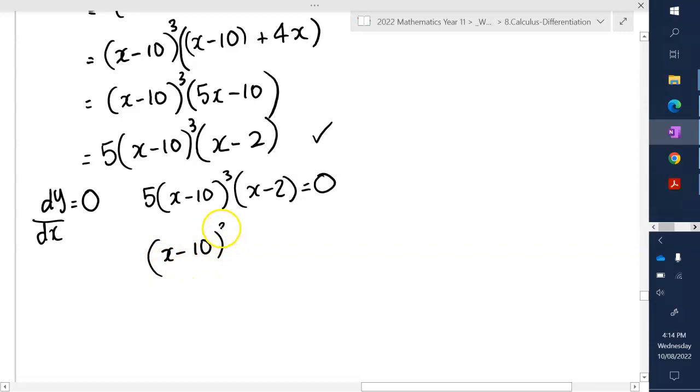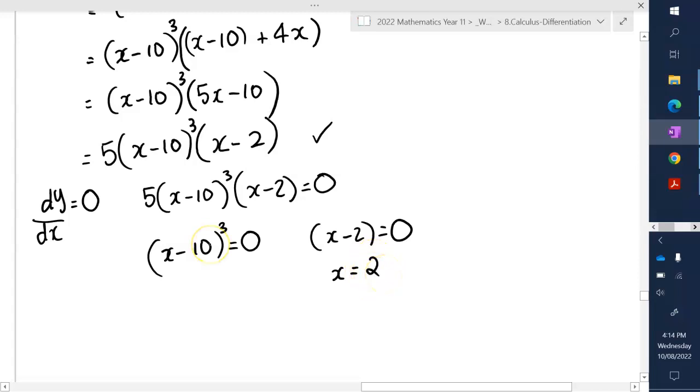(x - 10)^3 is equal to 0, and x - 2 is equal to 0. I'm going to solve the one on the right first because that's really easy. That gives us x is equal to positive 2. Don't really need the positive sign in there, but you can leave it in if you like. So x is equal to 2.